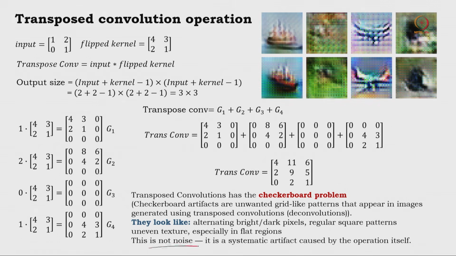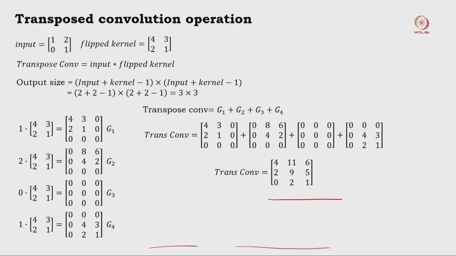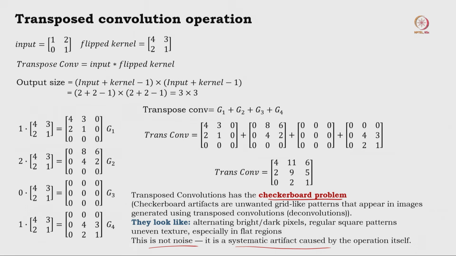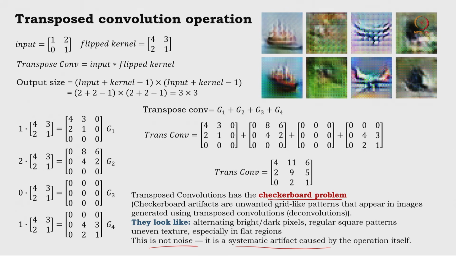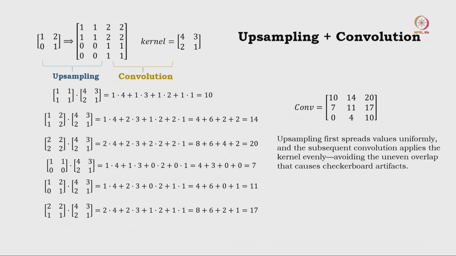This is not a noise. It is a systematic artifact caused by the operation itself, and this kind of problem we call a checkerboard problem. So upsampling does not have anything to learn, and transposed convolution has this checkerboard problem. Therefore, what operation we have to do at the decoder side is upsampling and convolution.